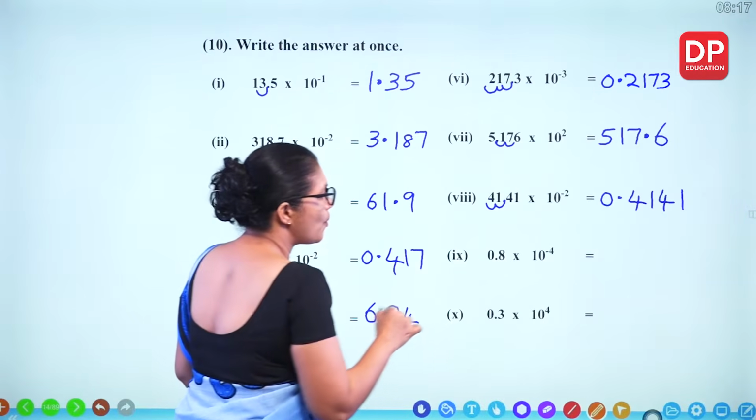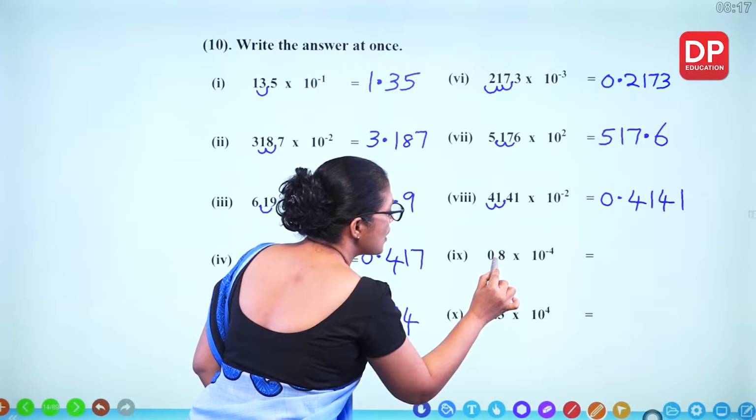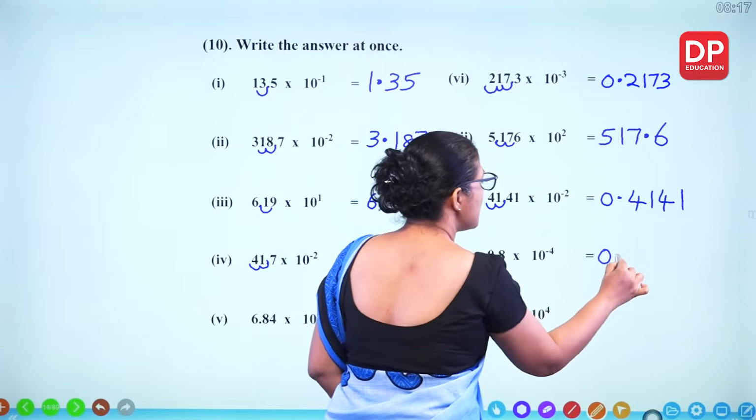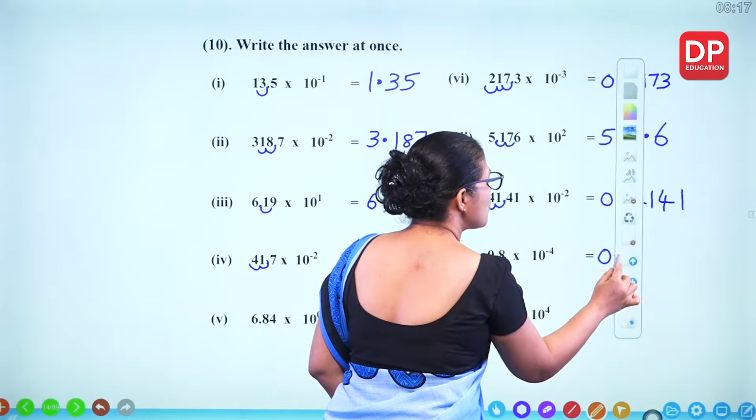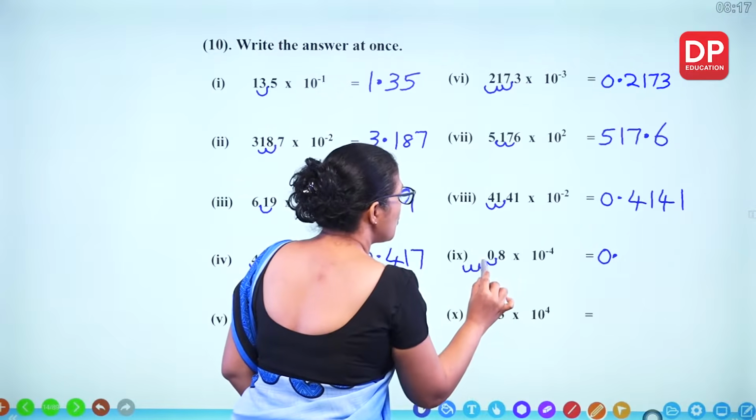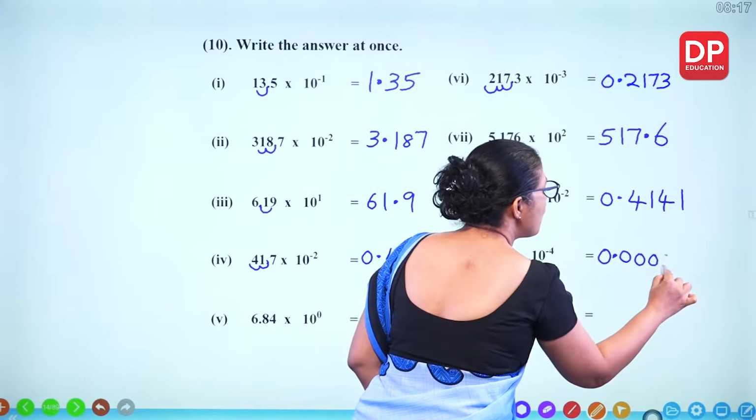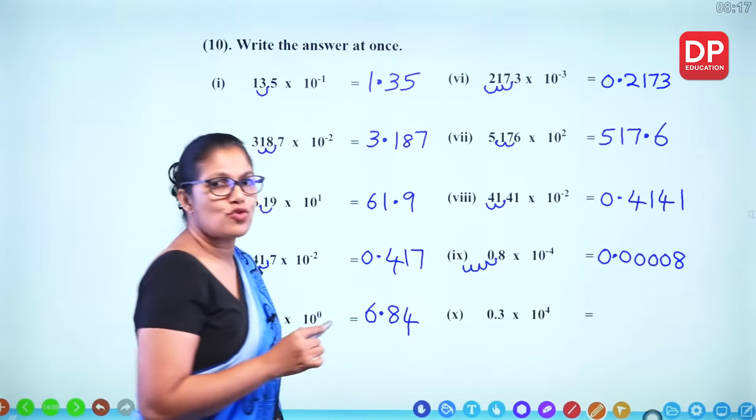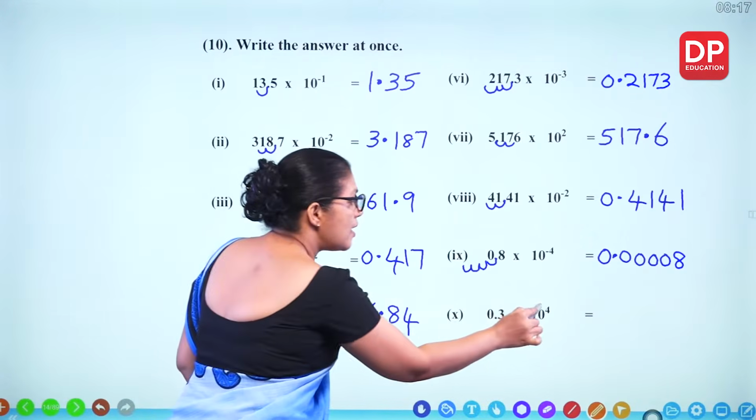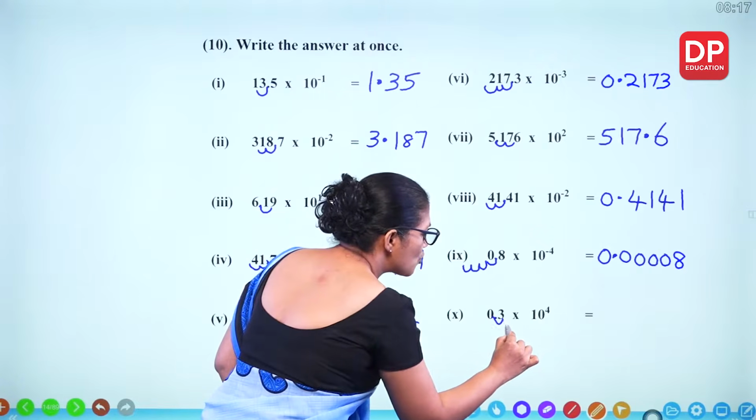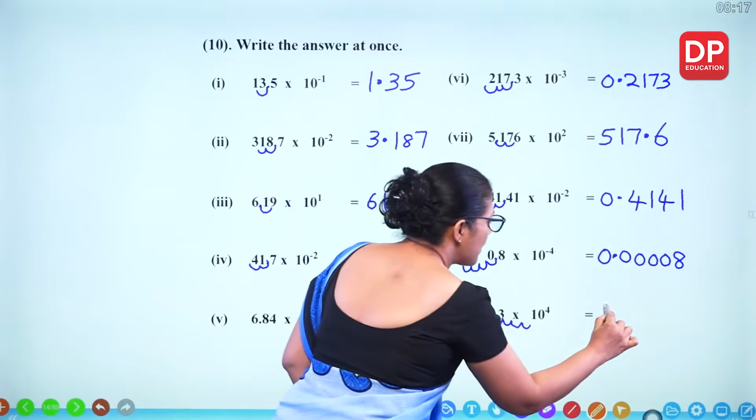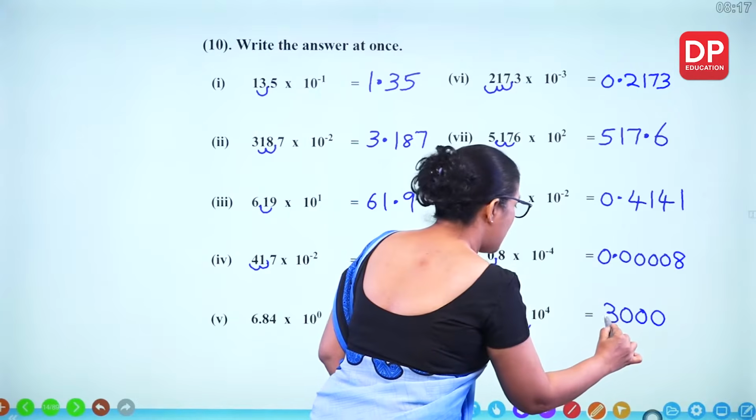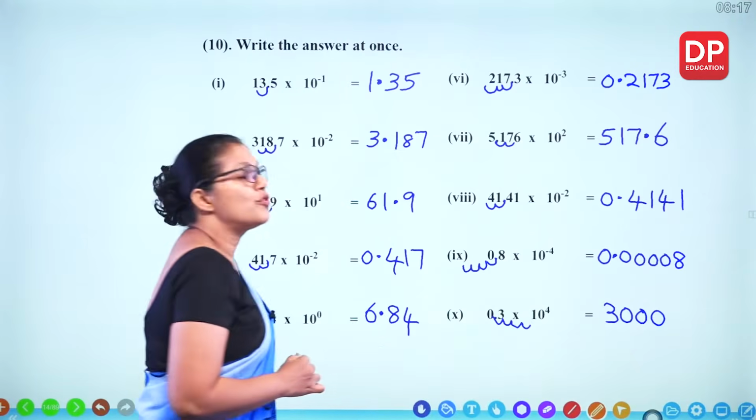10 to the power minus 4 means moves 4 places to the left, 1, 2, 3, 4. So how many zeros do you have to put? 1, 2, 3, 4 and then 8. Check it again. 1, 2, 3, 4, 4 places to the left. This one, 10 to the power plus 4, 4 places to the right. So you get 3 and you need 3 zeros. From here, 1, 2, 3, 4. So you get 3000.